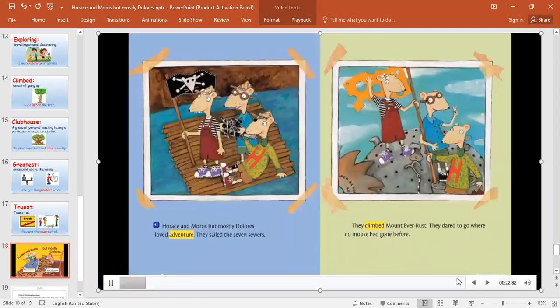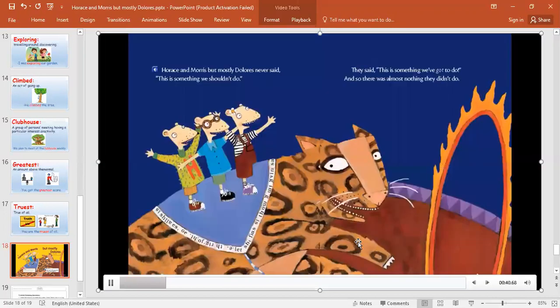Horace and Morris, but mostly Dolores, loved adventure. They sailed the 7 sewers. They climbed Mount Everest. They dared to go where no mouse had gone before. Horace and Morris, but mostly Dolores, never said, "This is something we shouldn't do." They said, "This is something we've got to do." And so there was almost nothing they didn't do.